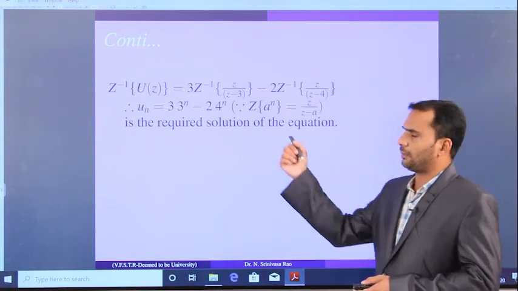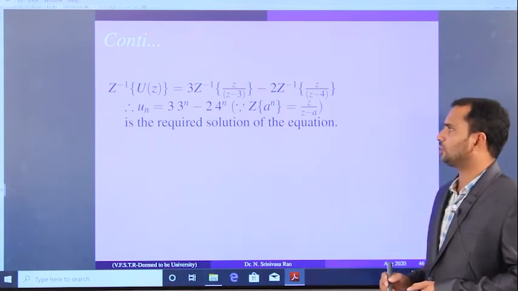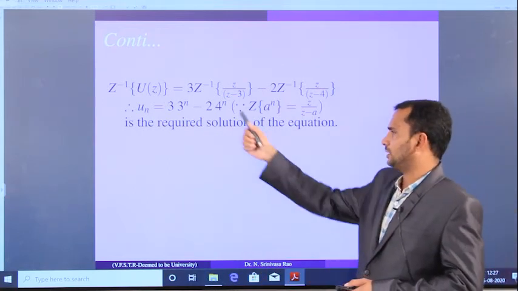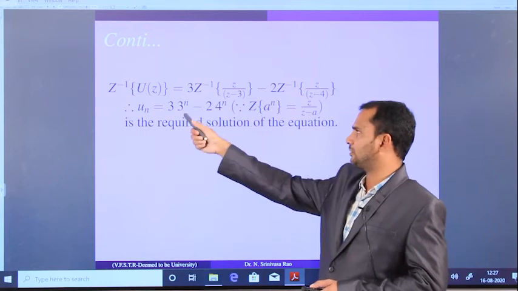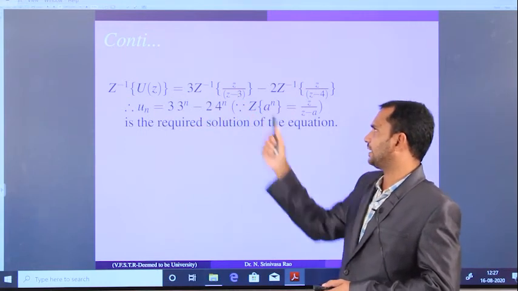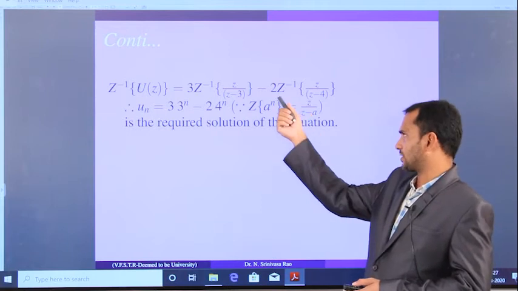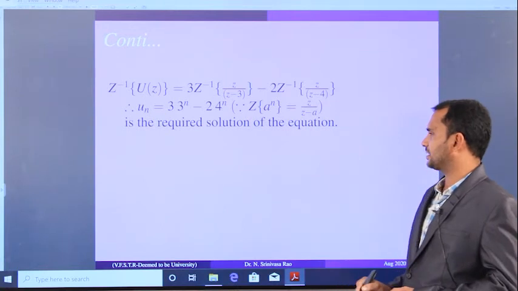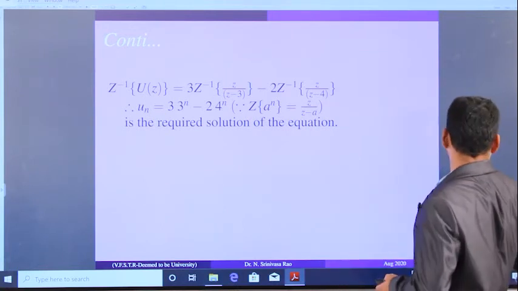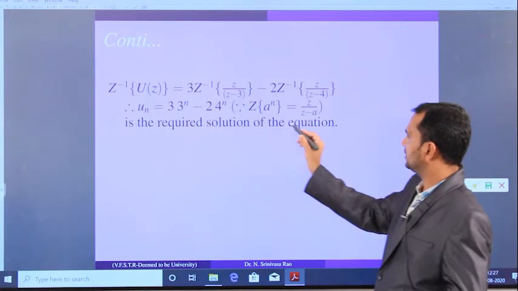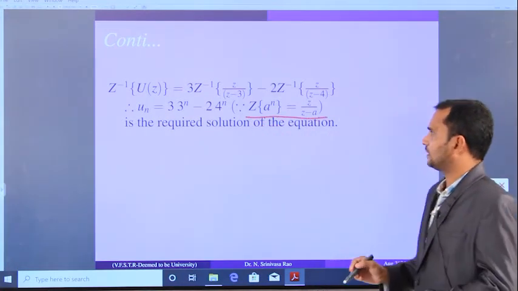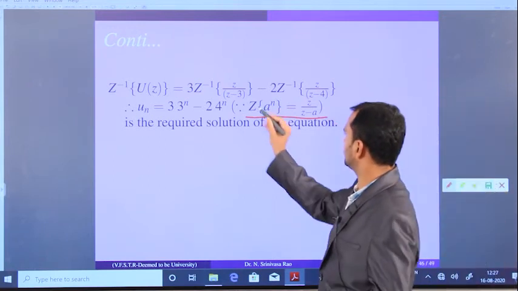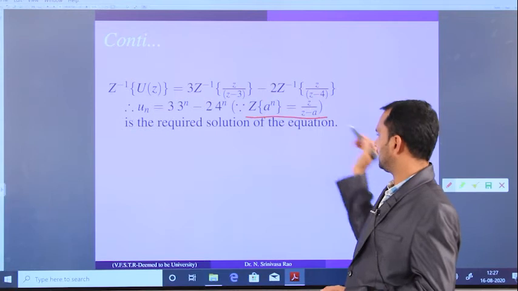Now look at this. If you apply z inverse on both sides, what you will get is z inverse of U of z equals, since 3 is constant, you can take it out, 3 into z inverse of z by z minus 3. Since 2 is constant, you can take it out, minus 2 into z inverse of z by z minus 4. Here we already know this formula, which we use every time: z of a power n is z by z minus a.